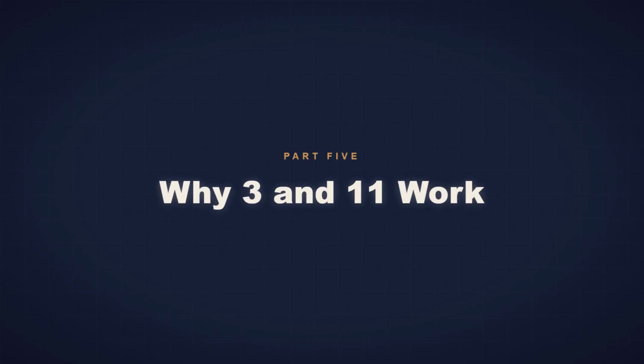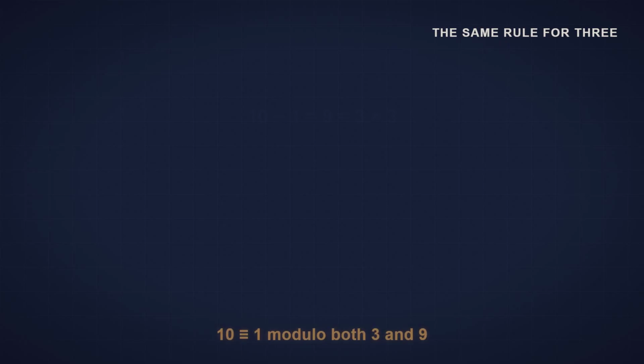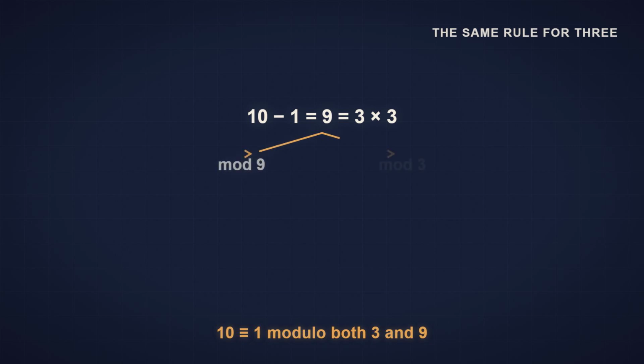Other divisibility rules come from other power patterns. The rule for 3 is immediate. 10 leaves remainder 1 when divided by 3 as well as 9. Therefore, every power of 10 becomes 1 modulo 3, and a number shares its remainder with its digit sum.